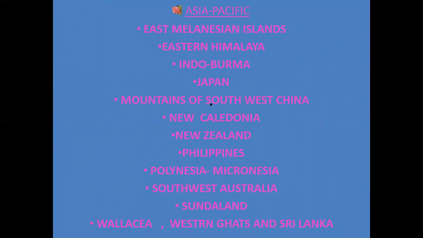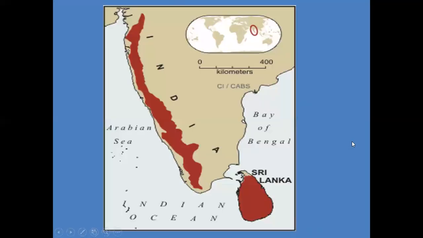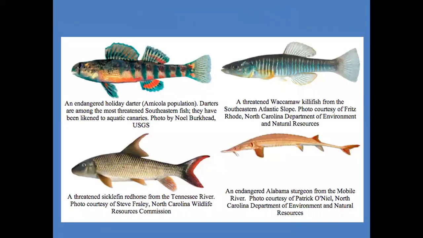Then Asia-Pacific, that is India, Eastern Himalaya, Indo-Burma, Eastern Melanesian Islands, the Western Ghats and Sri Lanka hotspot. This is the Western Ghats, the Caribbean Sea, Bay of Bengal, freshwater fishes. Examples of biodiversity hotspots observed in a particular region.